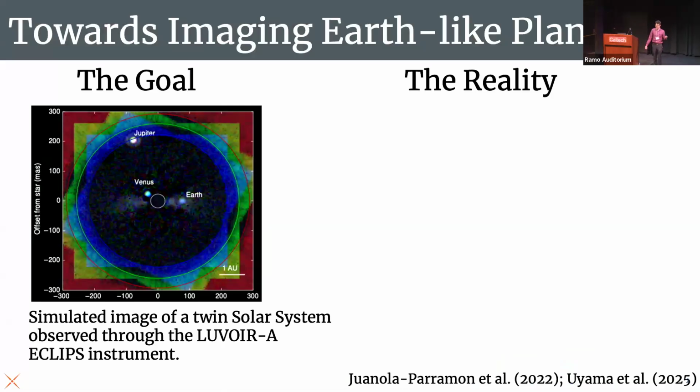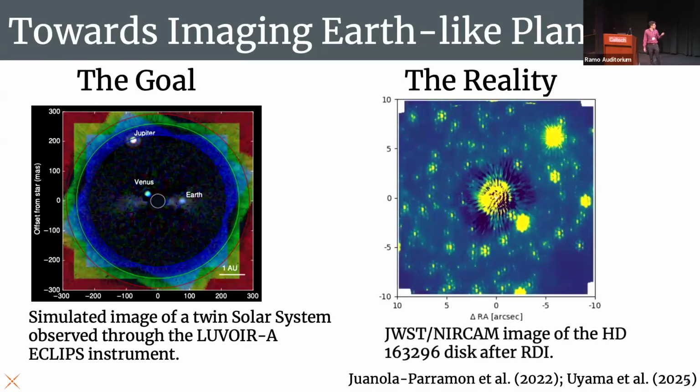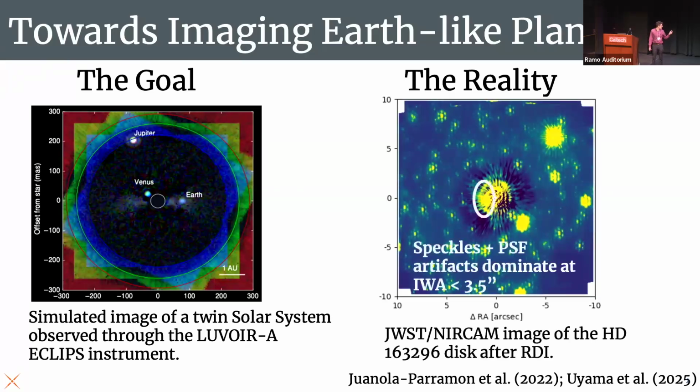And so you can see in the simulated image here with the LUVOIR instrument that after post-processing and wavefront control, we're able to detect our Earth-like planet. Unfortunately, the reality looks a bit more like this, where we have speckles and PSF artifacts dominating around our inner working angle, where we hope to detect these Earth-like planets. And this is an image taken with JWST NIRCam.